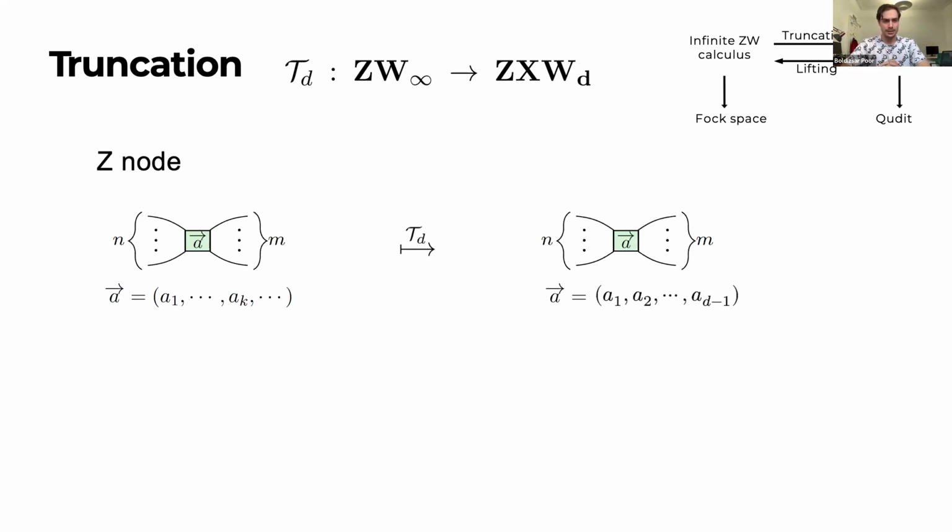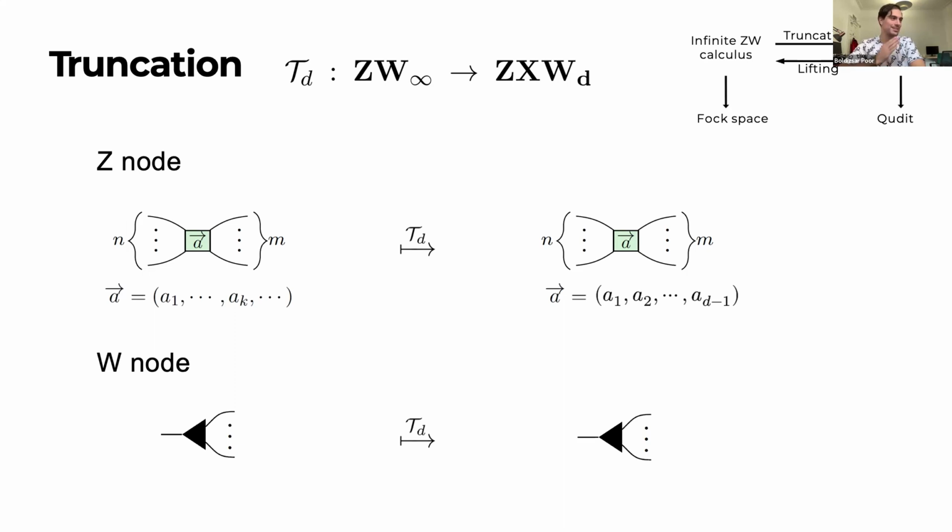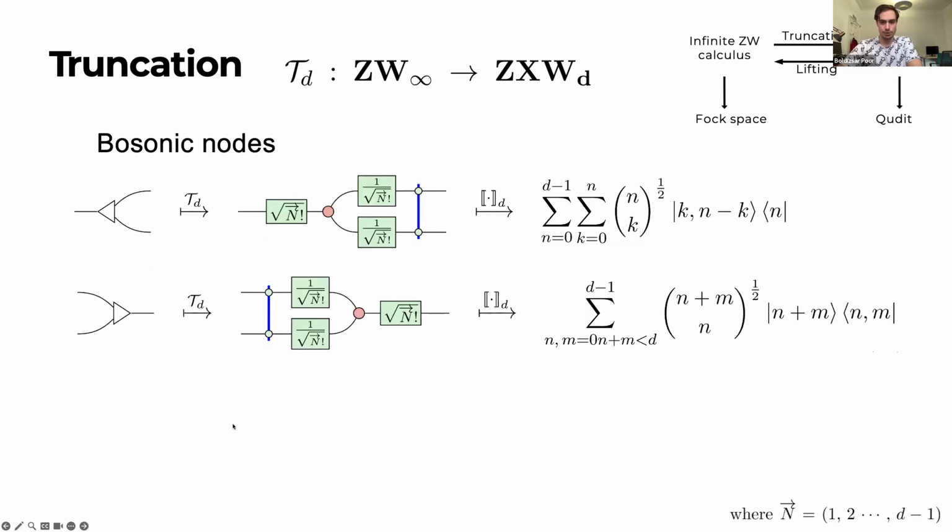So what we do with this truncation operator is, if we have a Z node in the infinite ZW calculus and we truncate it, we are just going to have the phases cut down at the given dimension, and everything else stays the same. The W node is mapped to the W node quite naturally, but just be aware this is the infinite version and this is the ZXWD. So this is the dimensional version. They are not the same, but this is the truncation of this. And there are the bosonic nodes.